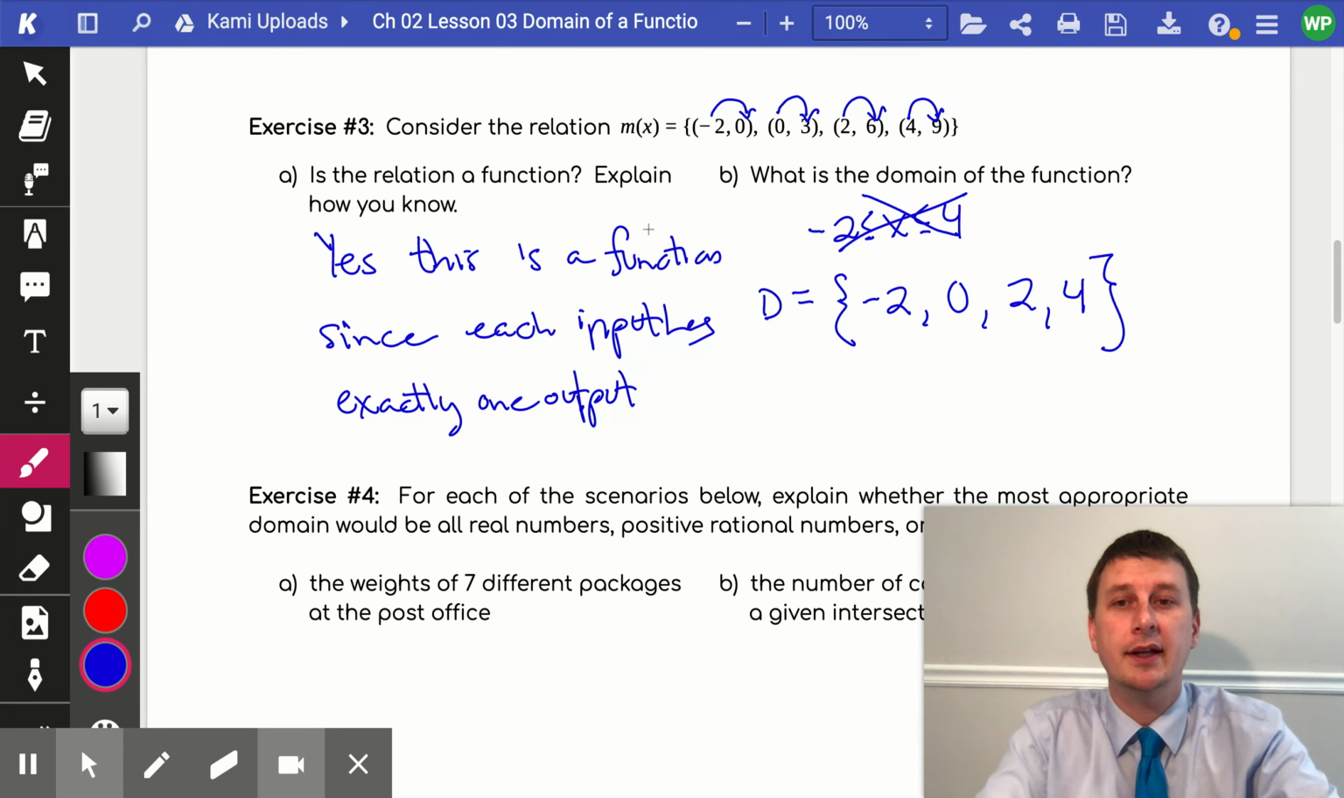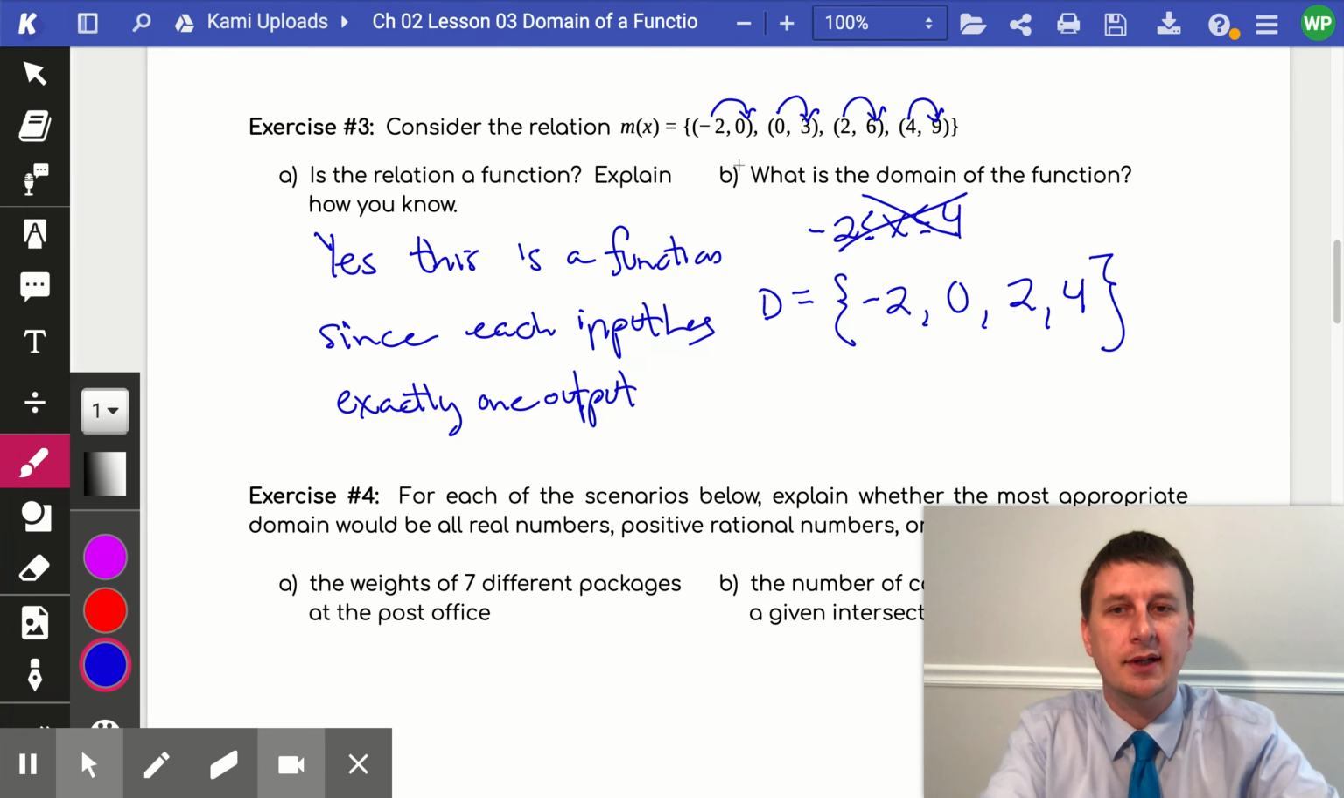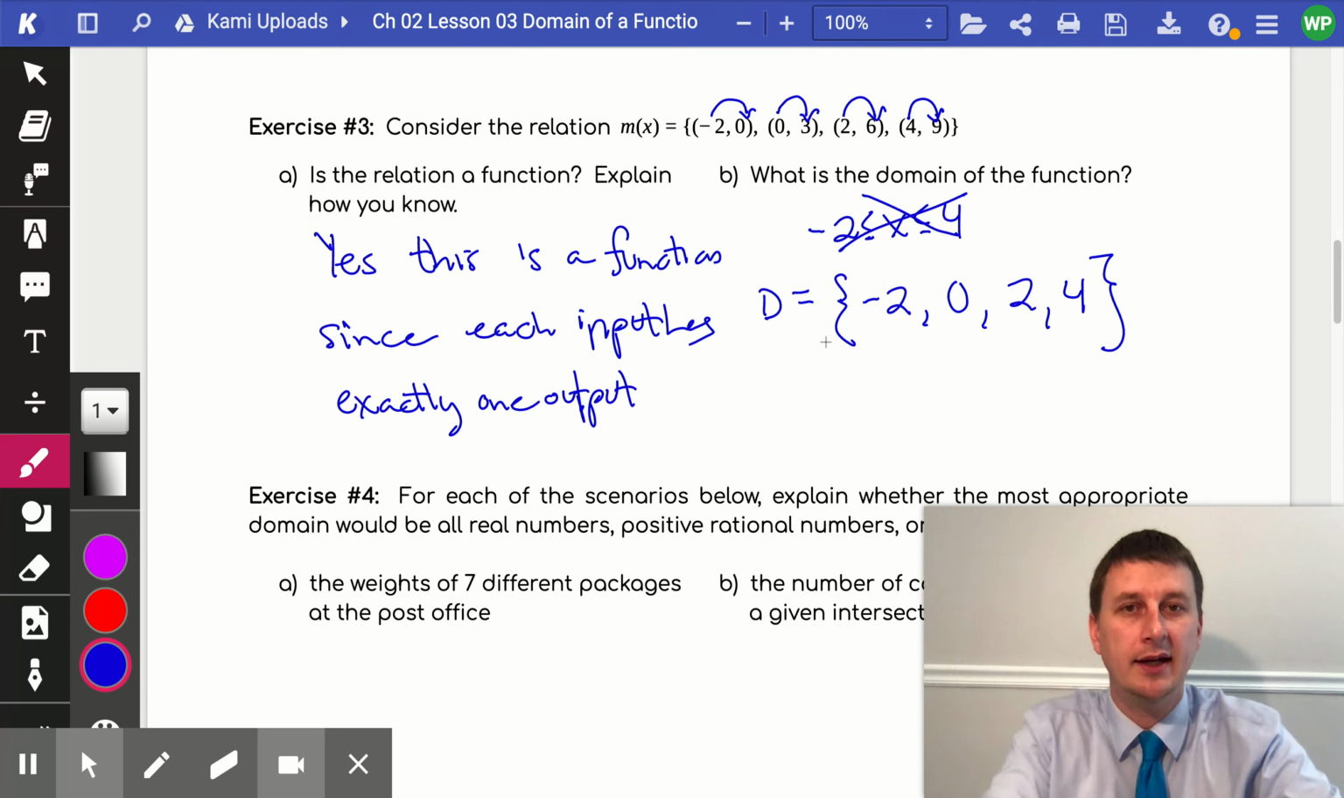So in this exercise, we looked at a set of points, and we determined if that set of points was a function, and then we listed the domain in a new way for that function.